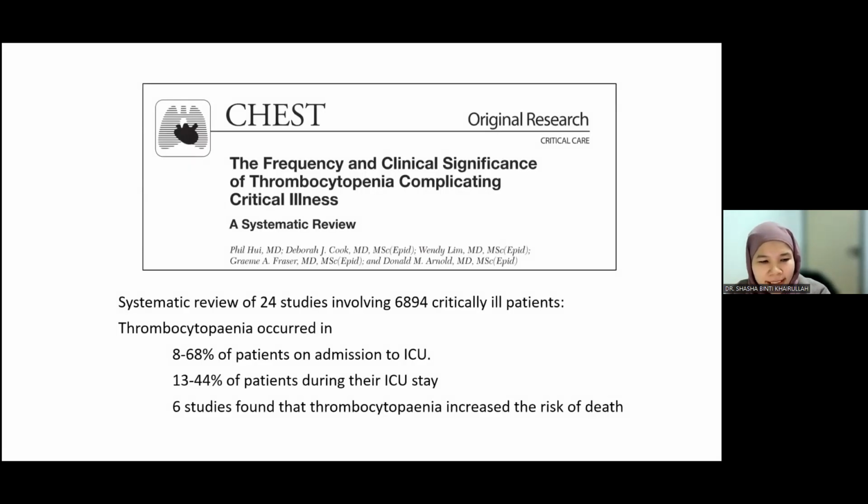Thrombocytopenia is pretty common. This systematic review showed that in critically ill patients treated in ICU, up to 70% of them will have thrombocytopenia and 40% develop it during their ICU stay. 6 out of 8 studies found that thrombocytopenia actually increased the risk of death. So thrombocytopenia in very ill patients is not something to take lightly.